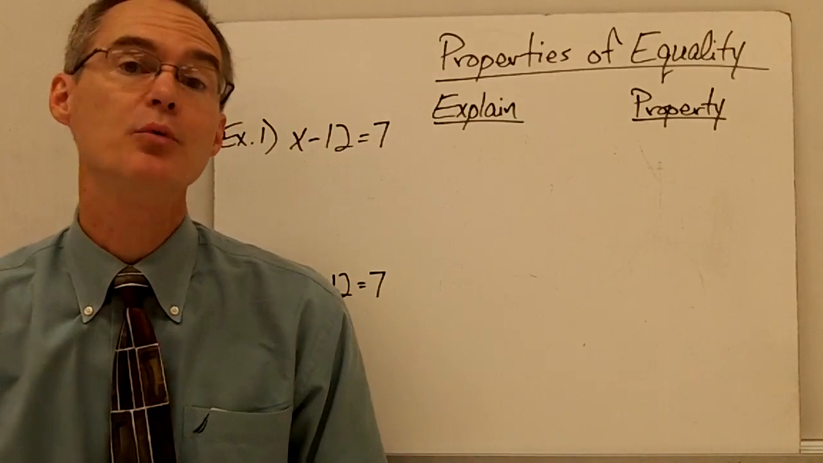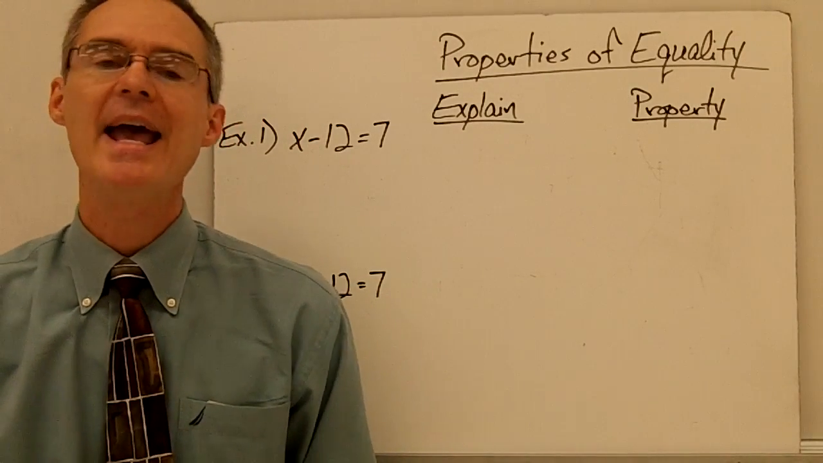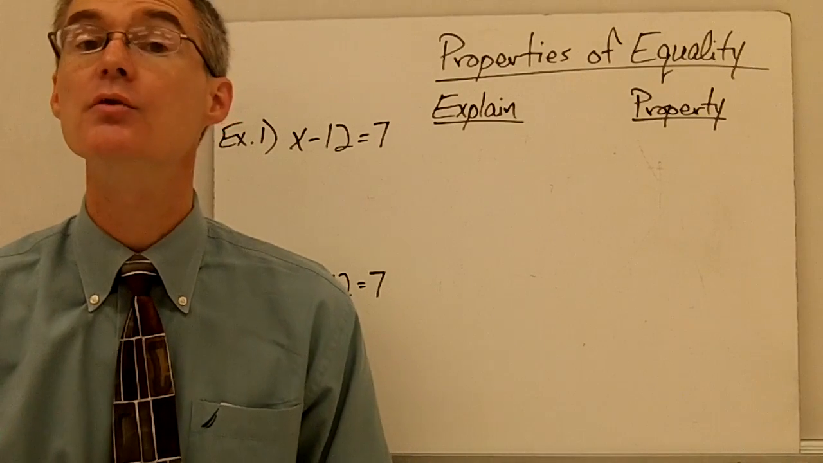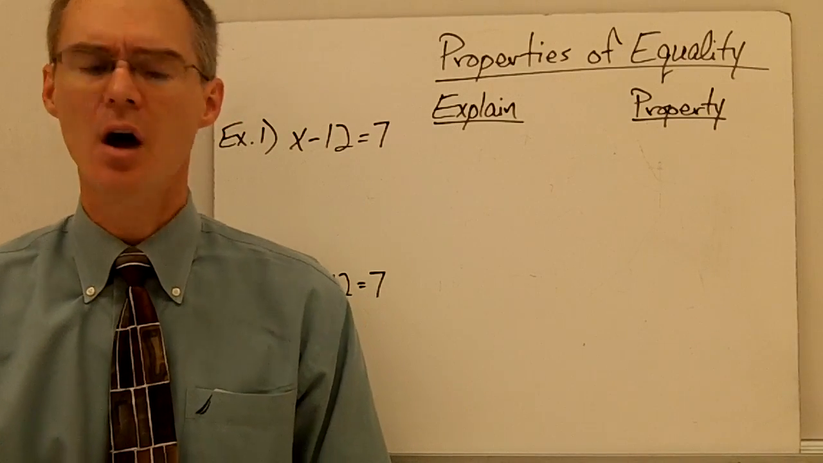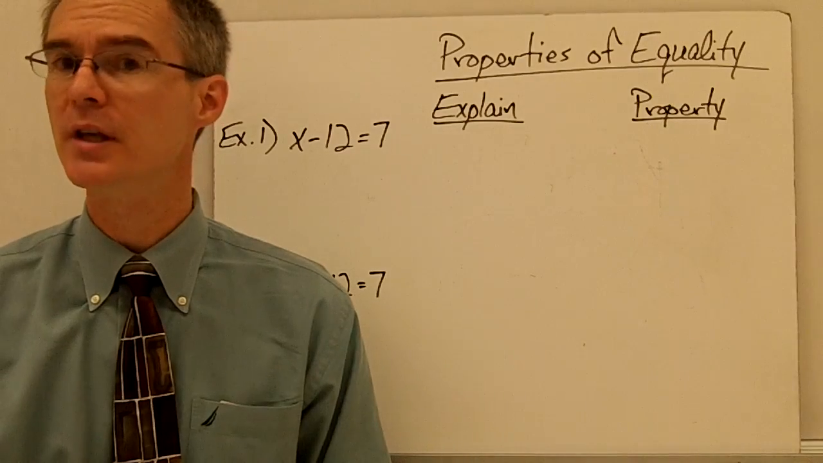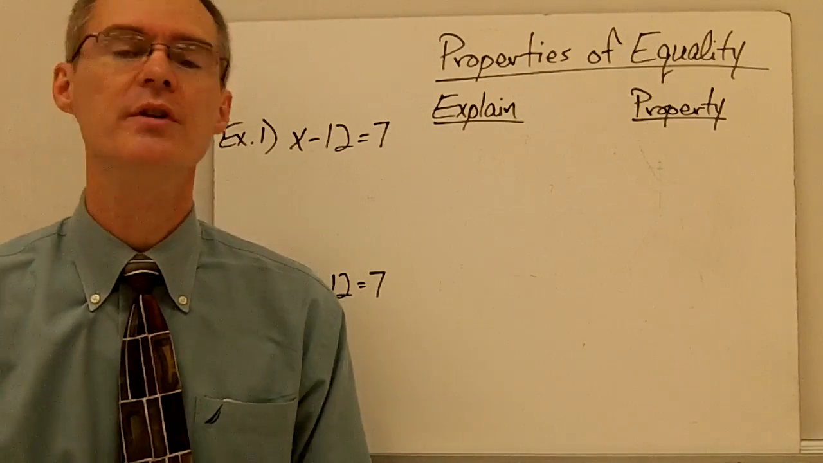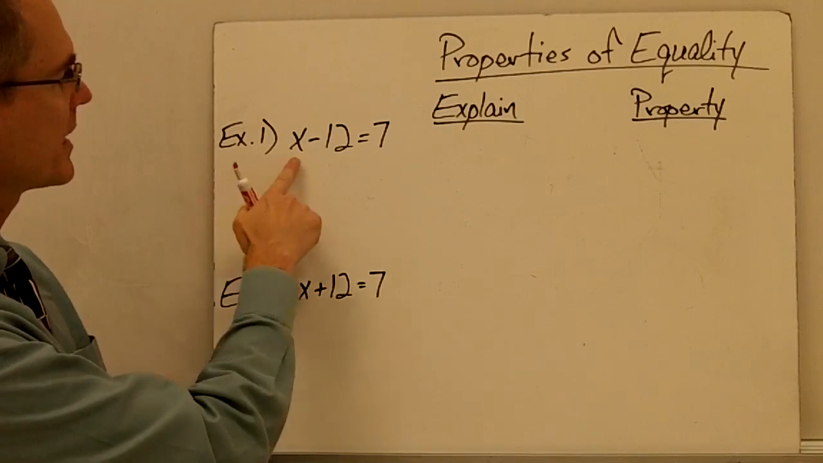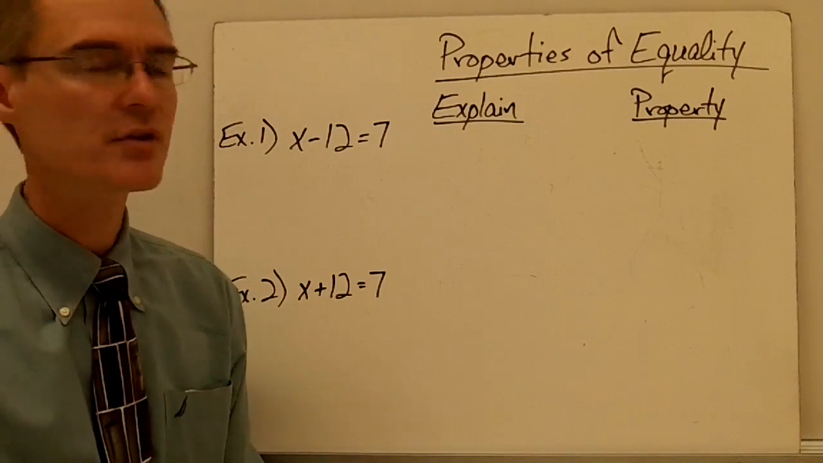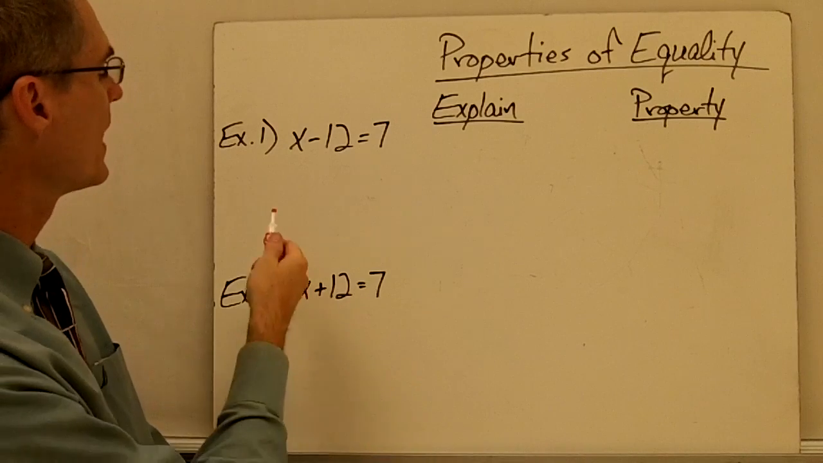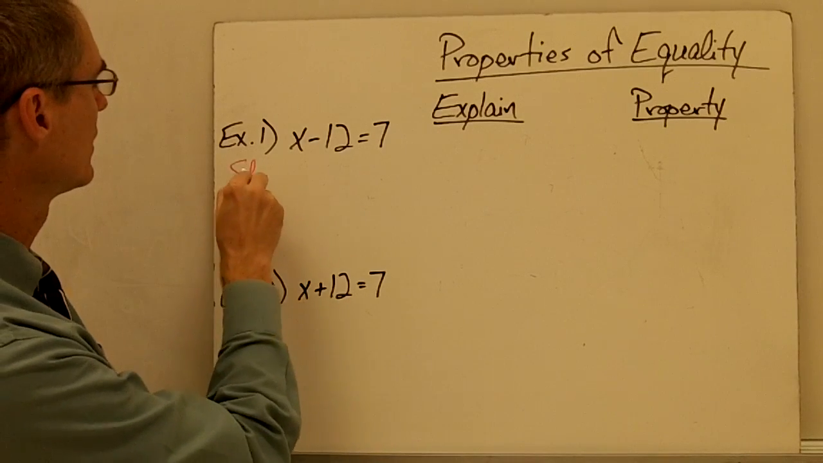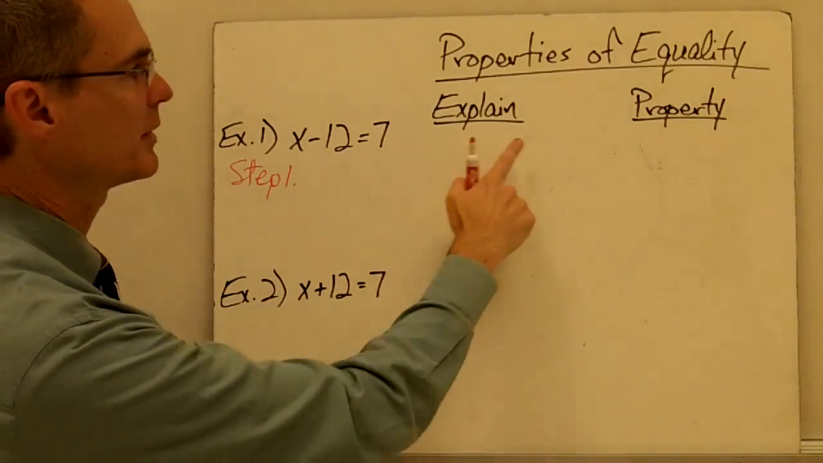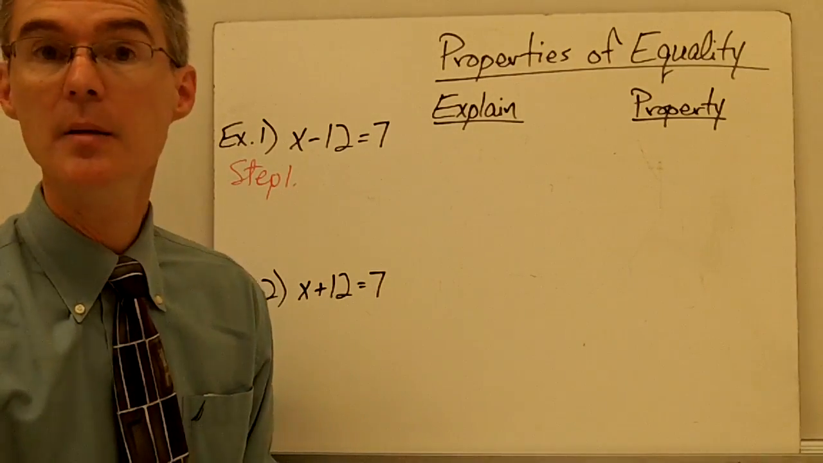Okay, this video is on properties of equality. These are properties that you have already been using when you solve equations, although you may not have realized that you were using them or known what the names were. So we're going to talk about those in terms of these examples. If you take a look at example number 1, here's an equation that we have to solve. It's a fairly simple equation, but we're going to write down very clearly what our steps are, and then explain each step and the property behind each step.